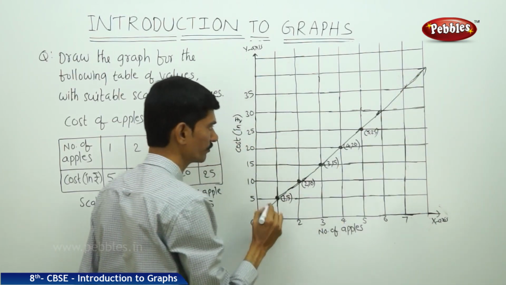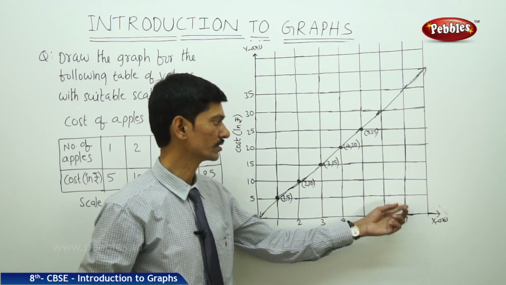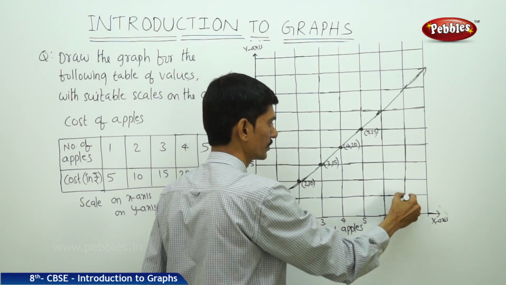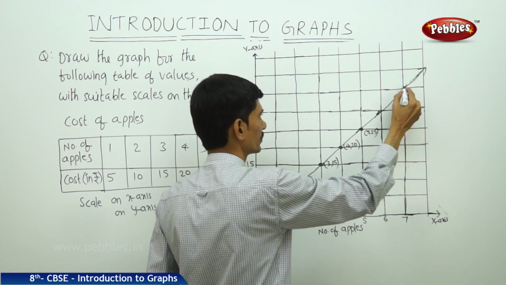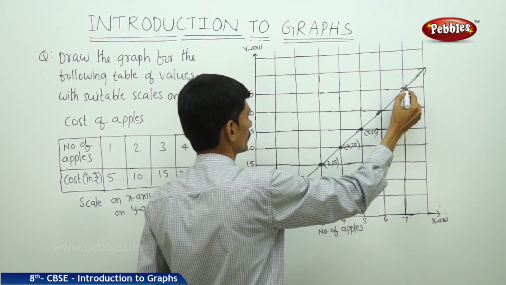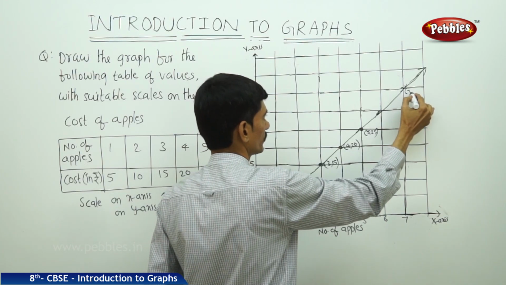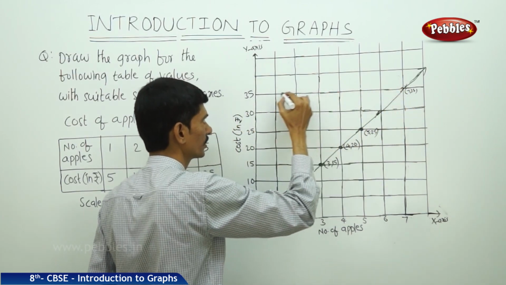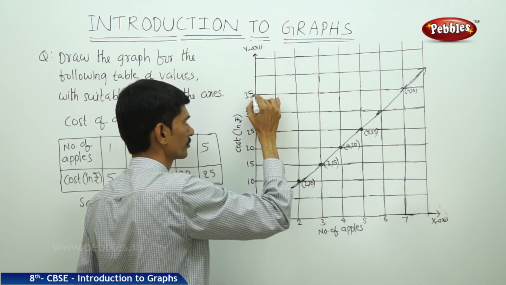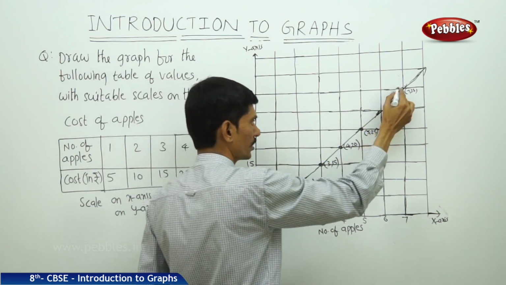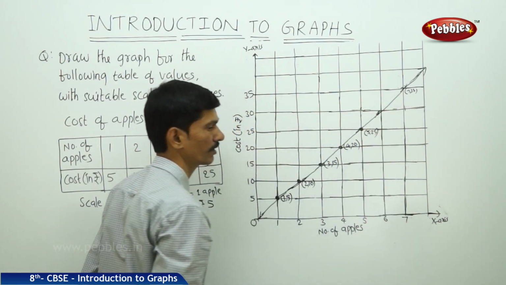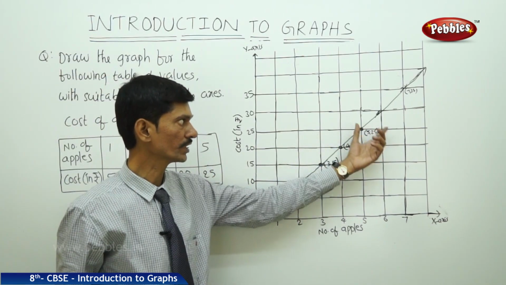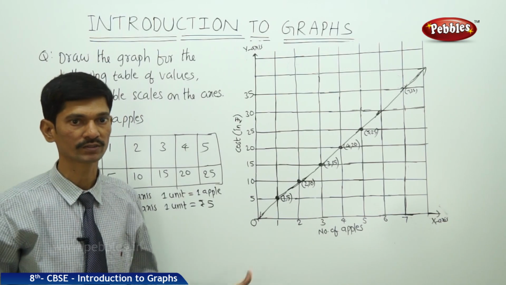For example, if you want to find the cost of 7 apples, then we have to draw a vertical line from 7 on the x-axis. This vertical line meets the line at the point 7, 35. From this point draw a horizontal line till it intersects the y-axis. So this is 35, and the cost of 7 apples is 35. Of course it is not given in the table, but from the graph we can find the cost of any number of apples.